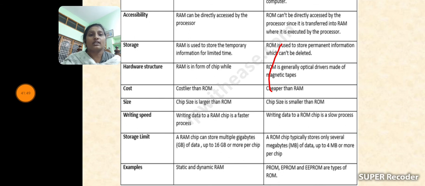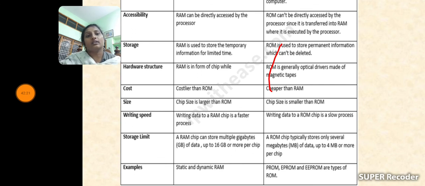And in storage limit, the random access memory chip can store multiple gigabytes of data, up to 16 gigabytes also it will store. But read-only memory will store only megabytes, like 4 megabytes, like our pen drives or memory cards having the capacity of megabytes only. And nowadays gigabytes are also available. But while coming to the examples, static RAM and dynamic RAM are the examples of RAMs.